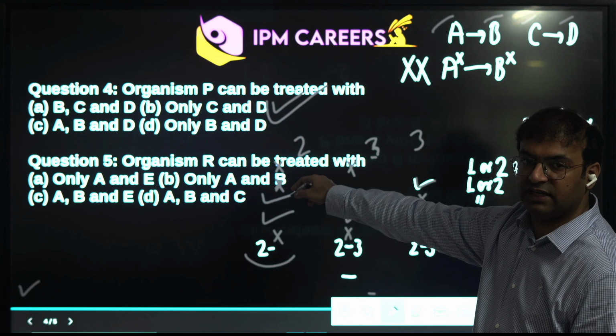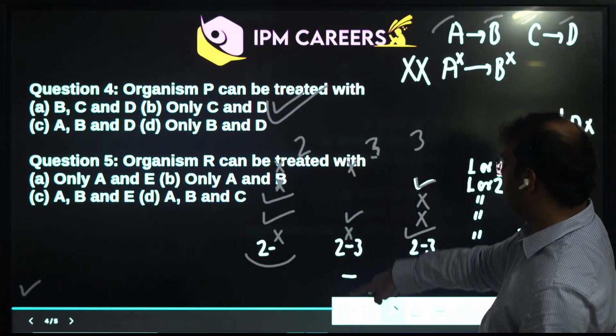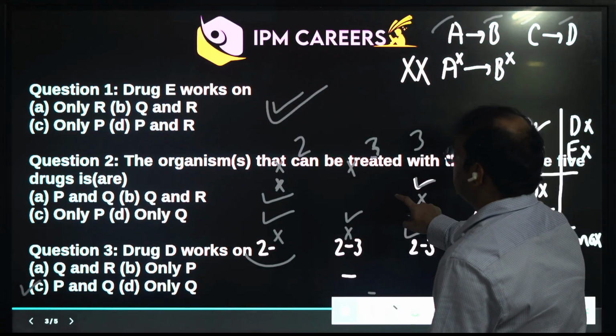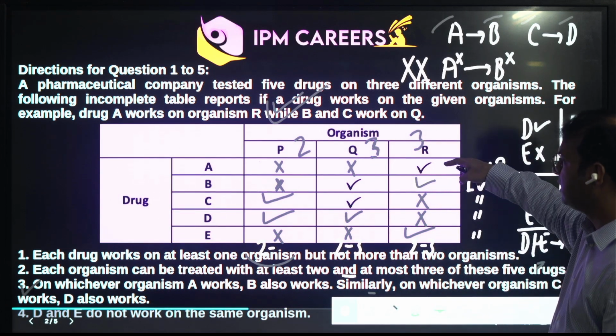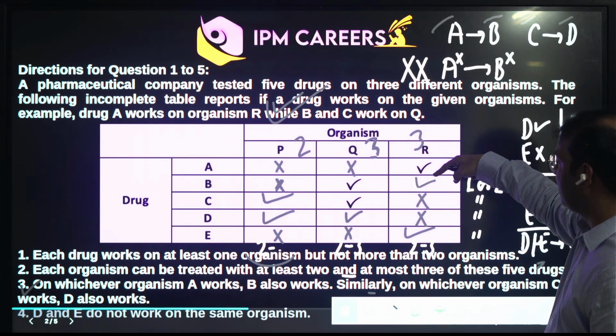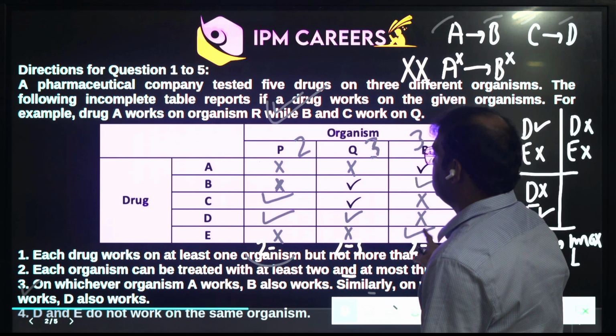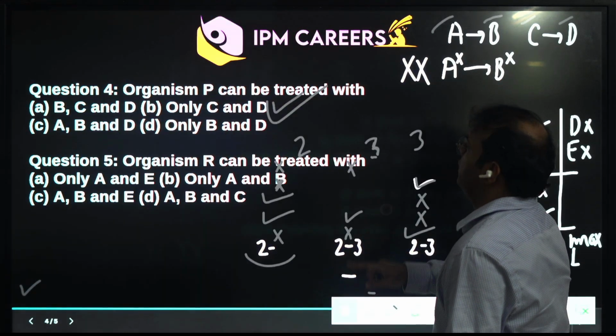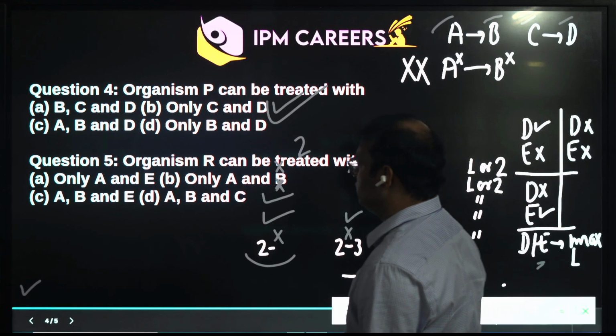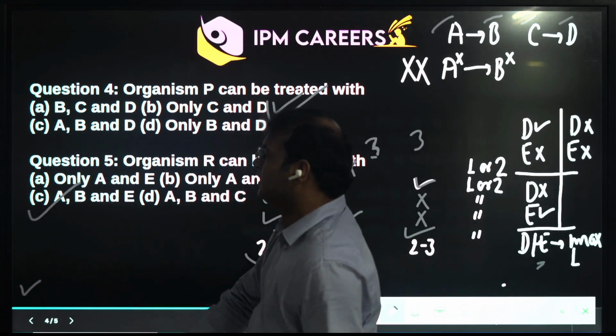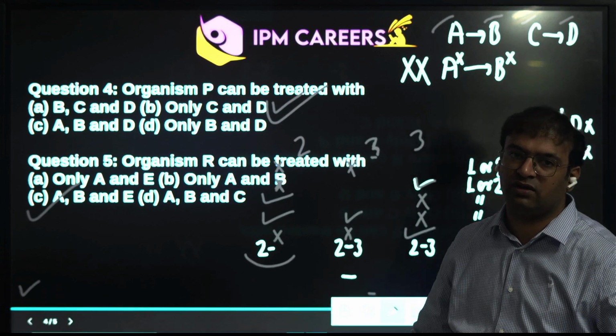Last question of this set, that organism R can be treated with, all right? So organism R can be treated, as you can see, with the drugs A, B, and E. So the answer is A, B, and E. Let's see the correct answer, right, guys? A, B, and E is option number C, right, guys? So this is how we can solve this set.